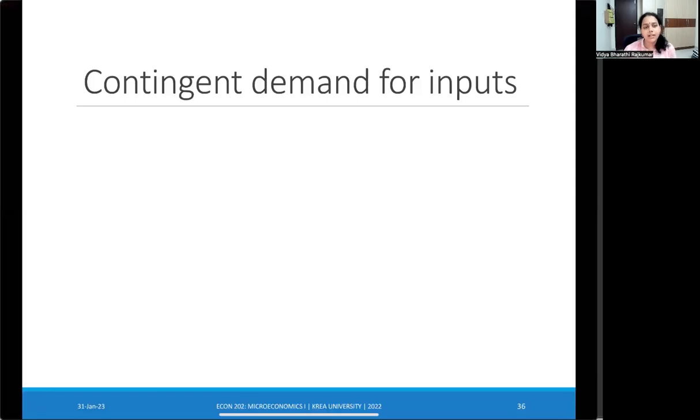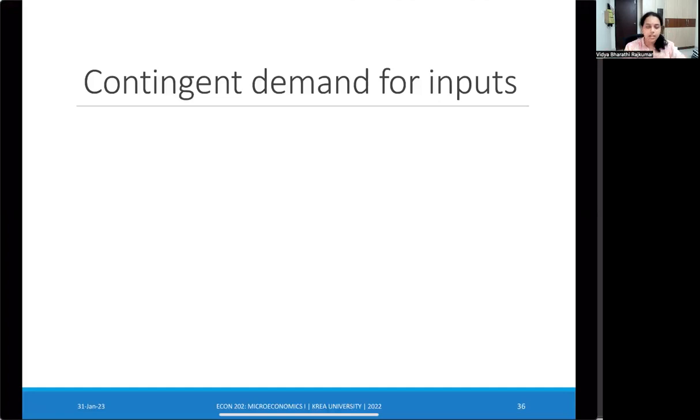Hello, everyone. So in this chapter, we've predominantly been focusing on a cost minimization problem, where our goal is to find out how much of the inputs, capital and labor, should be demanded in order to produce a certain given level of output, Q naught. So the way we've done this is we've solved the cost minimization problem.